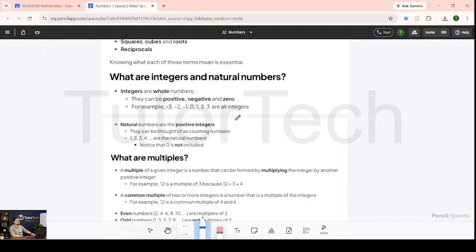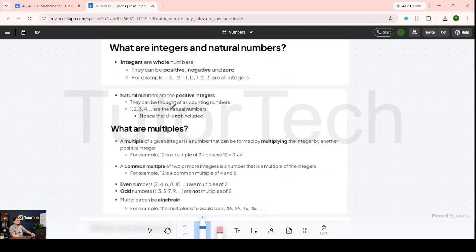So we can define integers as the whole numbers, and integers can be positive, negative, and zero. For example, -10, -11, 0, 10, 11, 12, -3, -2, -1, 0, 1, 2, 3, all of these numbers are integers.